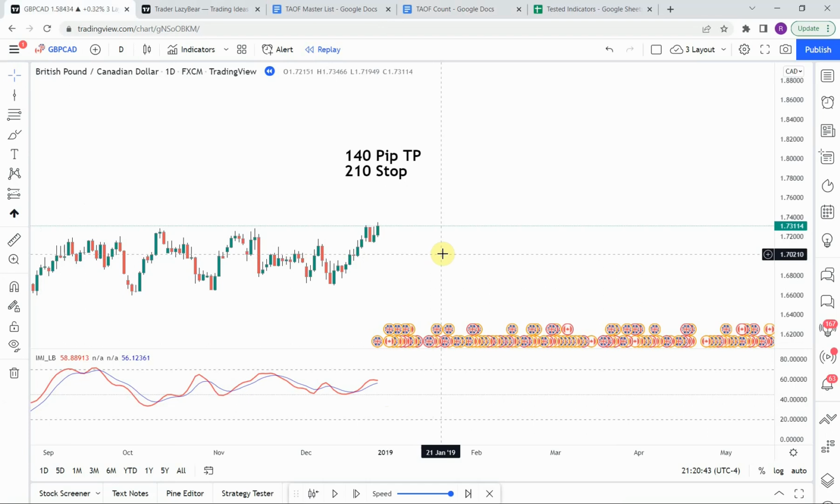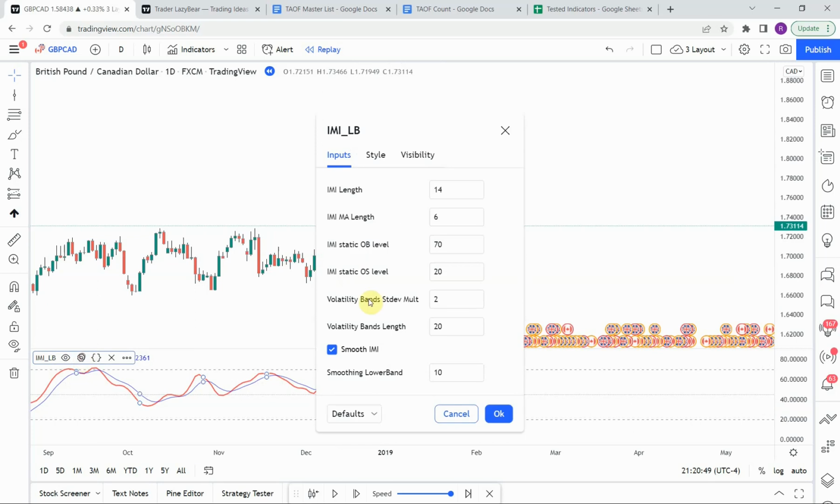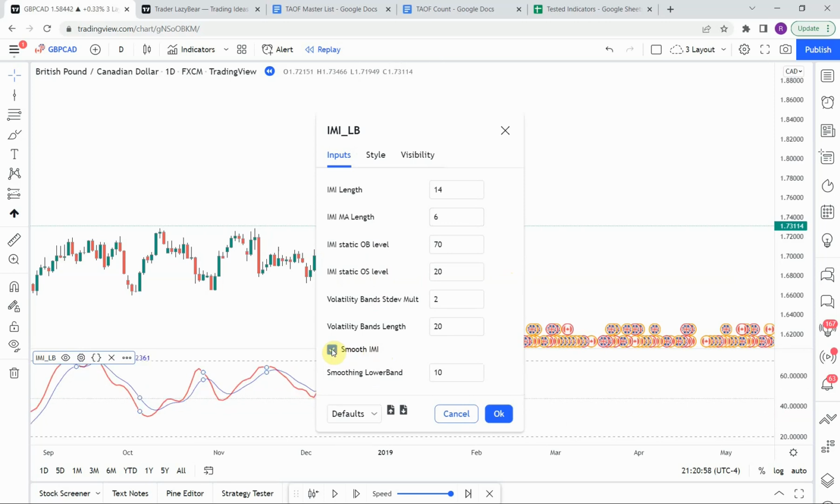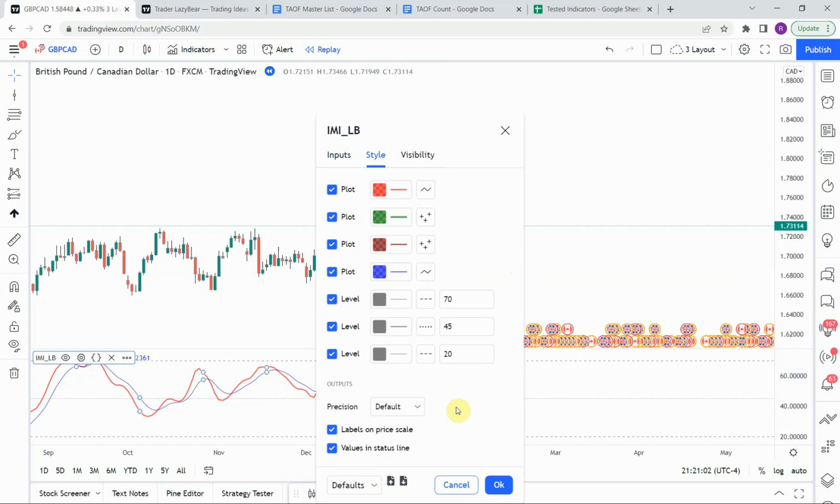Alright, so today's indicator is the Intraday Momentum Index, and you can see it here on the bottom of the screen. I did go in and make one slight change: I ticked the smooth IMI box right here. So this was before and this is after. It just smoothed it out a little bit. On our last video we did the same thing and it worked out for us rather well, so I figured why not.